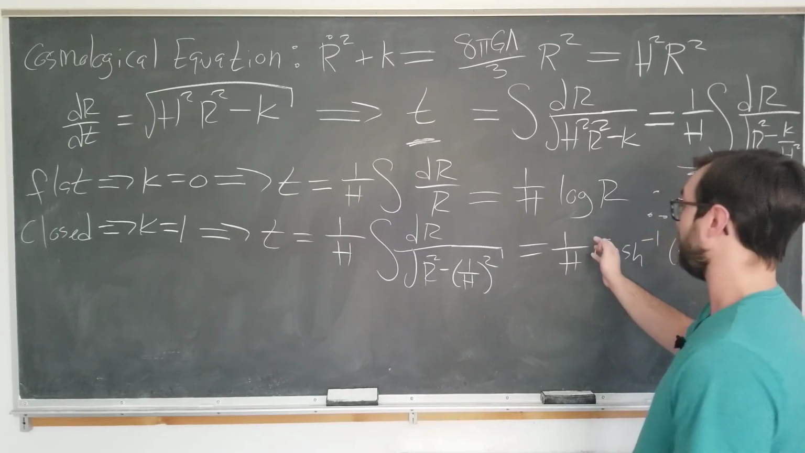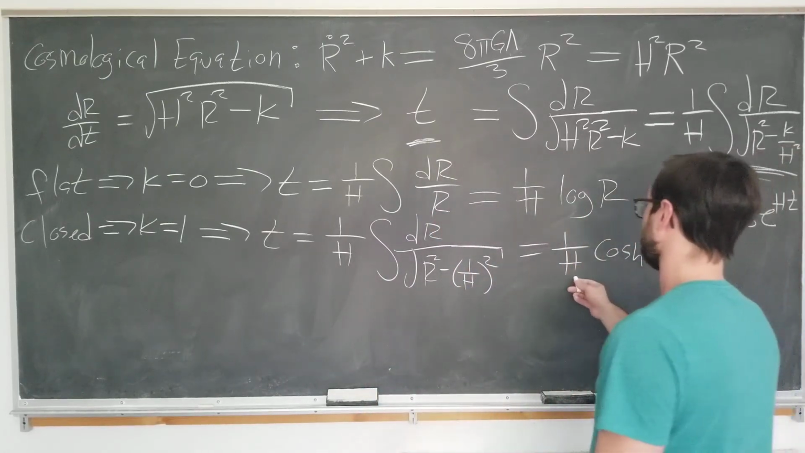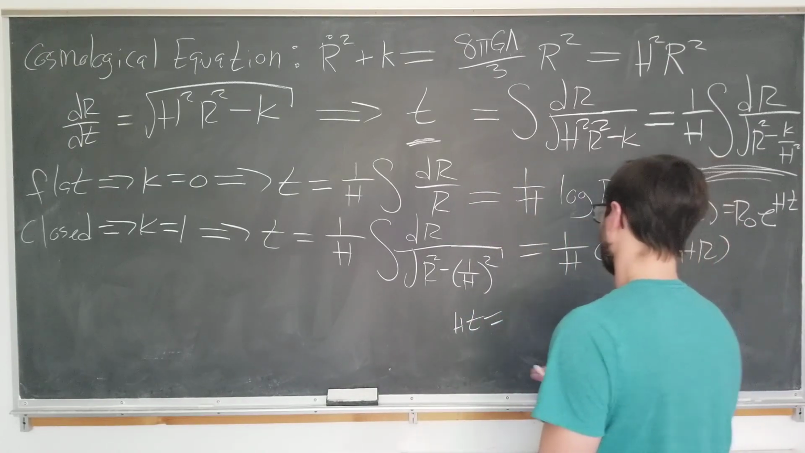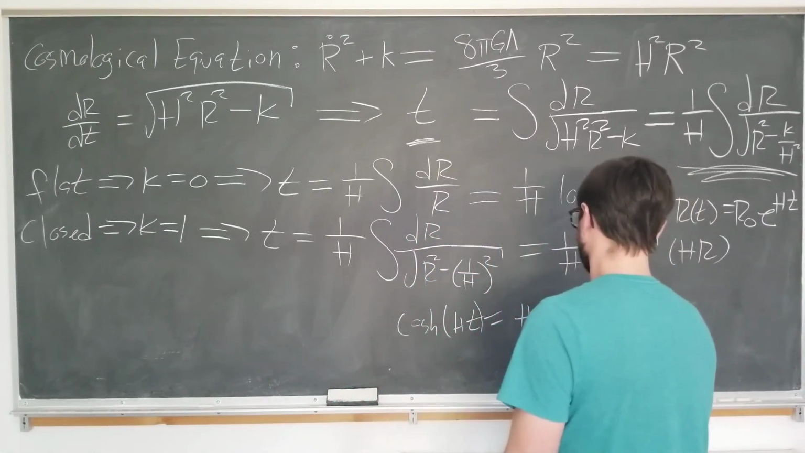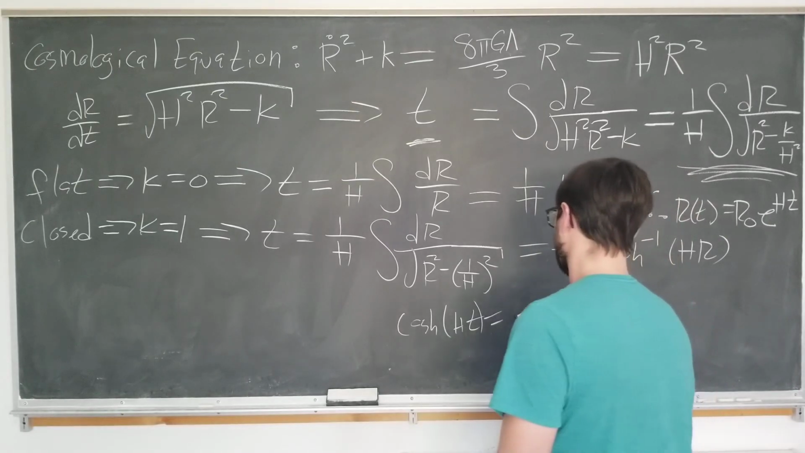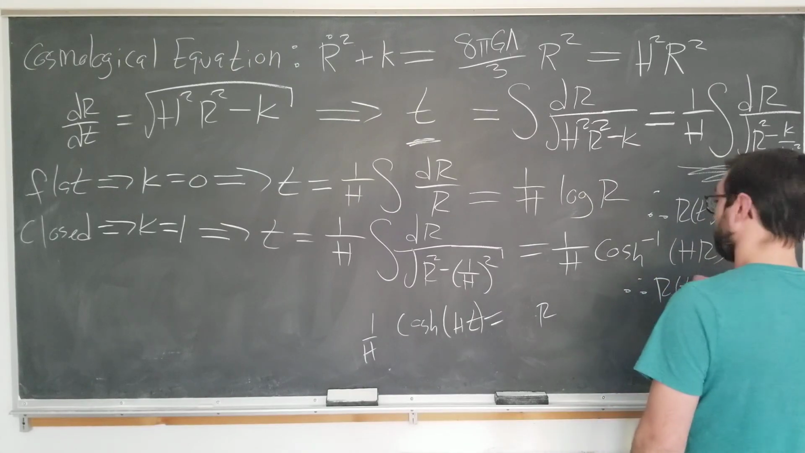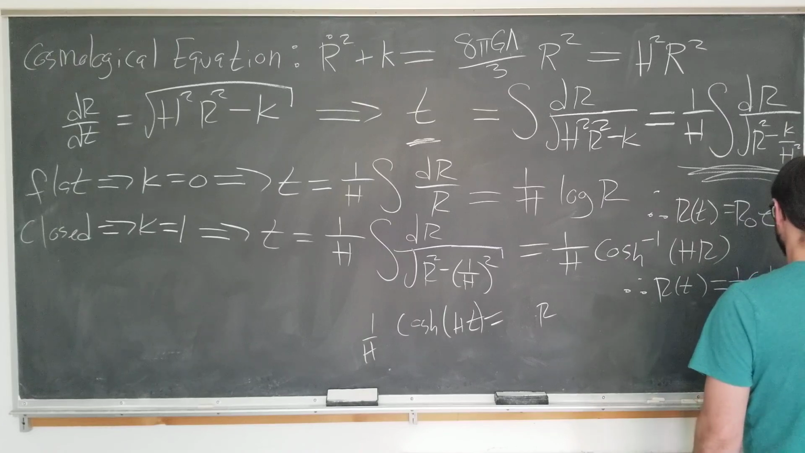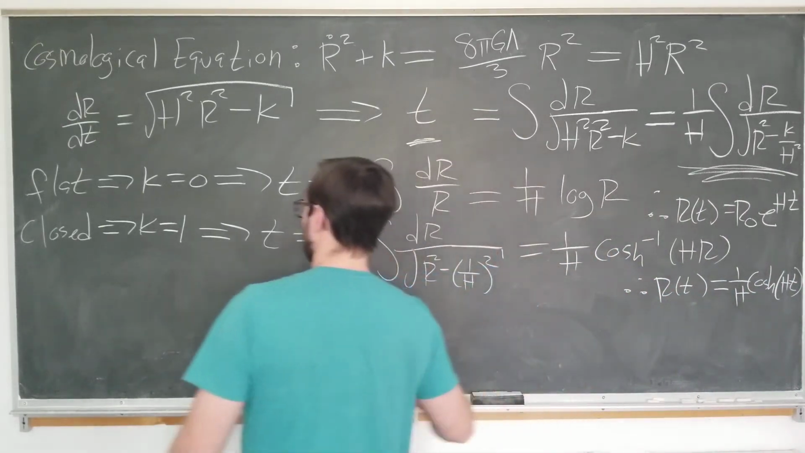We can now invert the equation so we can get r of t like we did above. So we have Ht is equal to the inverse cosh of that. So we take the cosh of both sides and it becomes Hr, and then you divide by H to get the final answer of this. r of t for the closed universe is equal to 1 over H cosh Ht. Awesome. And let's look at the final case.